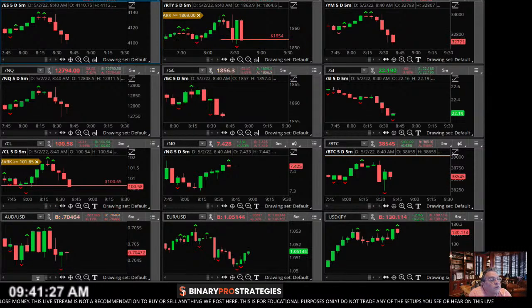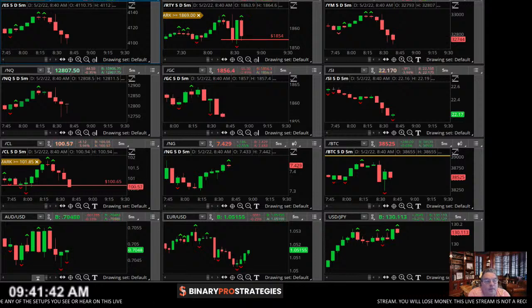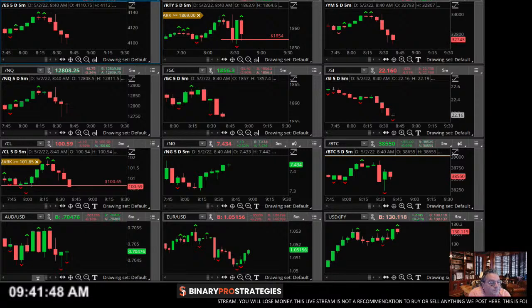Getting a reversal on crude. Getting a short on RTY. Ooh, I do like this RTY. I want to take this RTY. Crude reversed and went short. Do like this pattern setting up for crude.